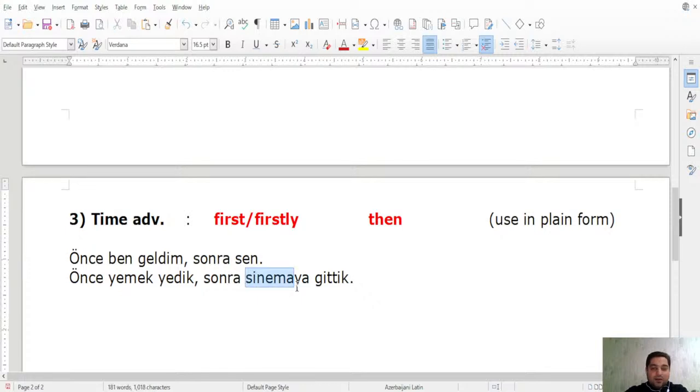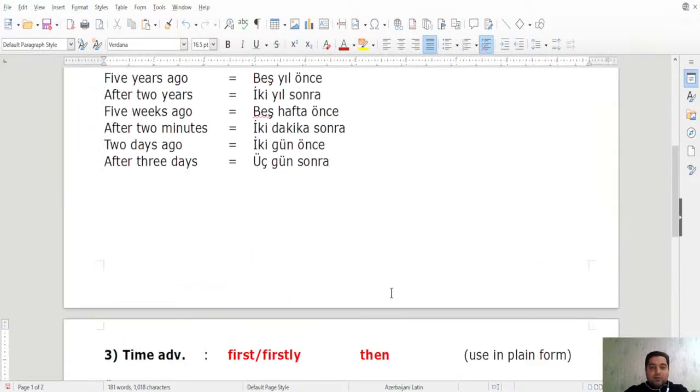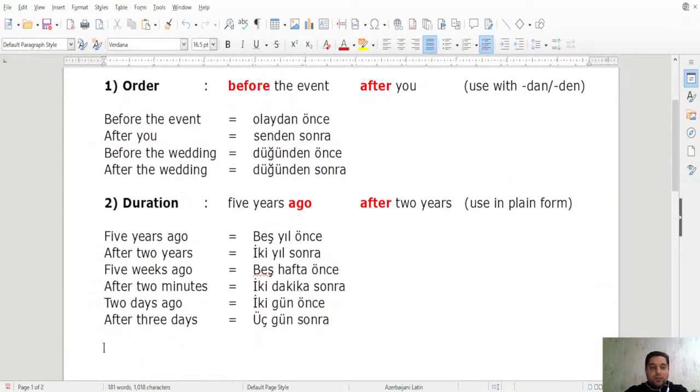And sinemaya means it is the dative case ending ya, right? We added a with the fusion letter y together. So sonra sinemaya gittik. Cinema is the word and we have the dative case ending to cinema. Önce yemek yedik, sonra sinemaya gittik. We first had a dinner, then we went to the cinema. So here is önce and sonra. Önce means first or firstly, and sonra means then. That's basically, broadly speaking, three uses of önce and sonra.